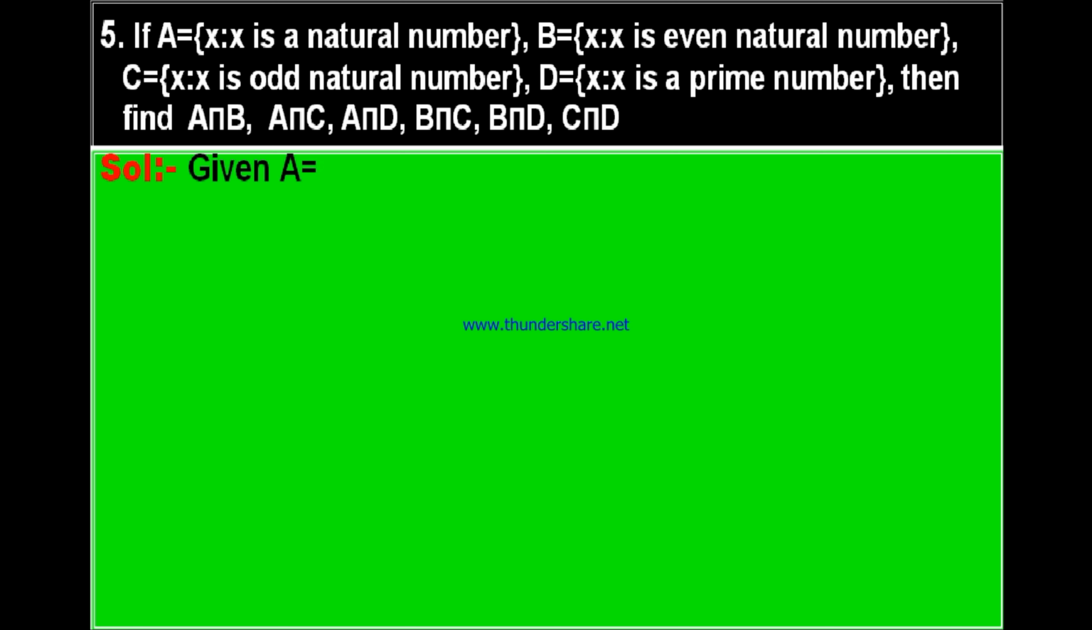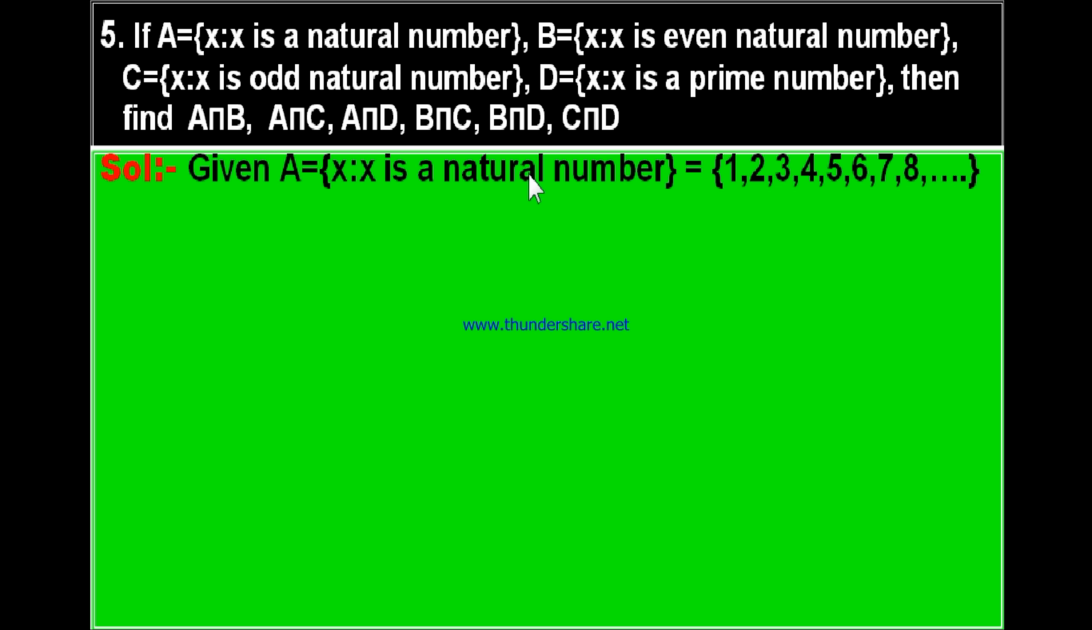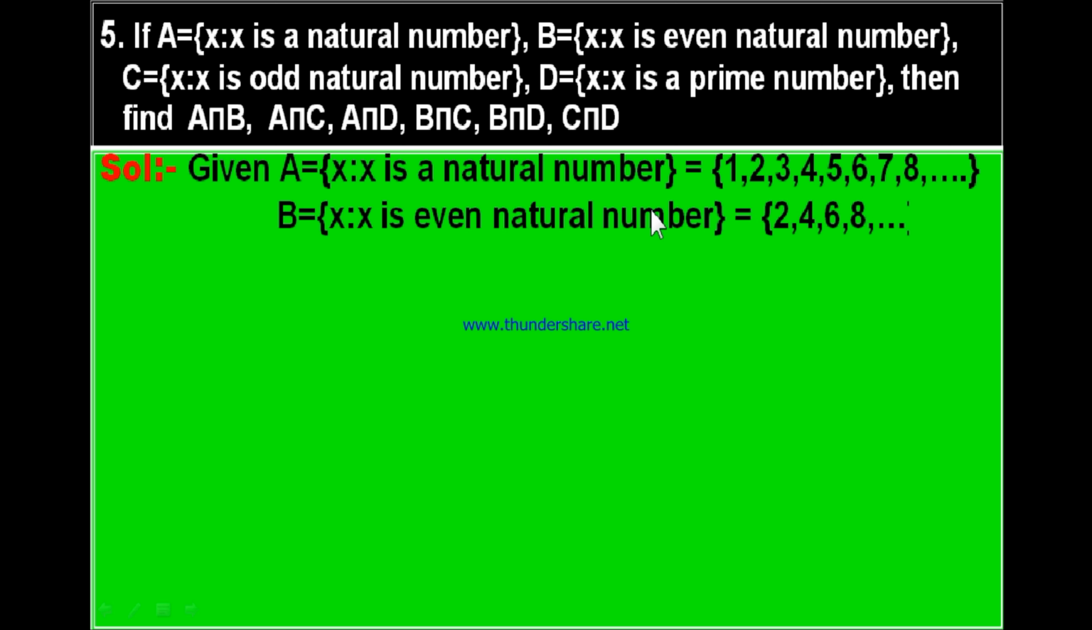Here is the solution. We are given that A is equal to the set of x such that x is a natural number. Now what are the natural numbers? Natural numbers start from 1. Therefore A is equal to the set 1, 2, 3, 4, 5, 6, 7, 8 and so on. There is no end. And B is equal to the set of x such that x is an even natural number. Even natural numbers start from 2. Therefore B is equal to the set 2, 4, 6, 8, 10 and so on.